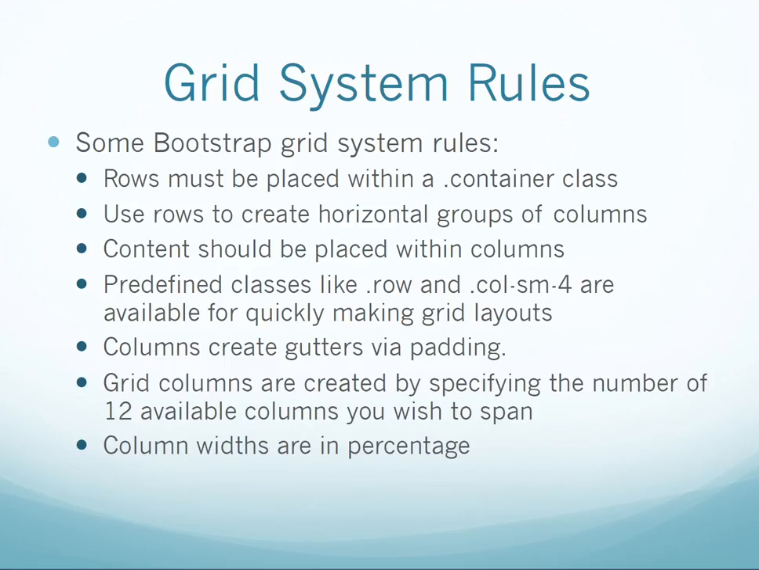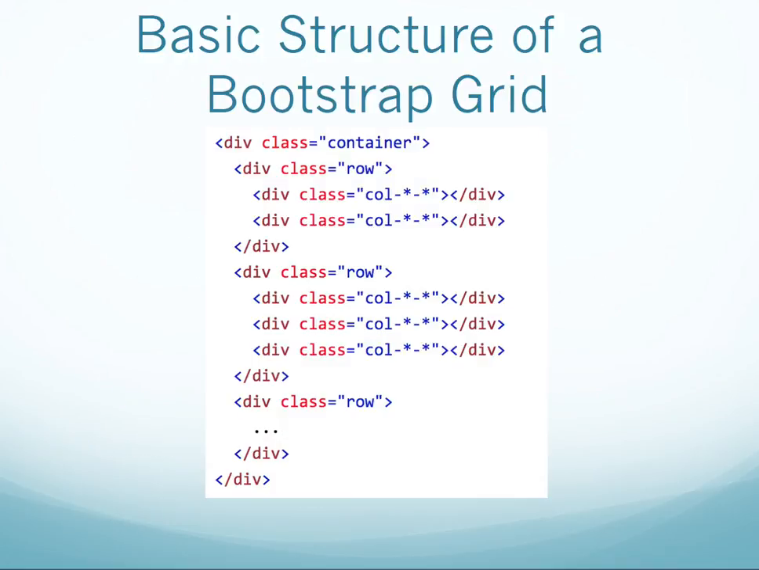Grid system rules. Some Bootstrap grid system rules. The rows must be placed within the container class. Use rows to create horizontal groups of columns. Content should be placed within columns. Predefined classes like row and col-sm-4 are available for quickly managing grid layouts. Columns create gutters via padding. Grid columns are created by specifying the number of the 12 available columns you wish to span. Column widths are always in percentages because these are responsive.